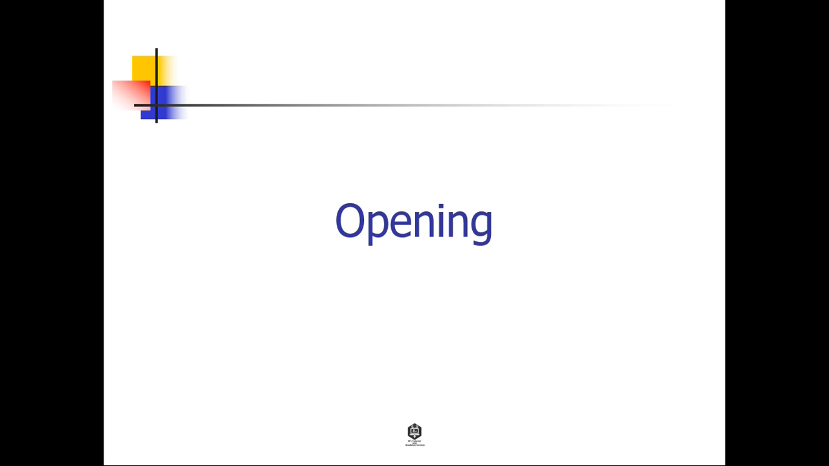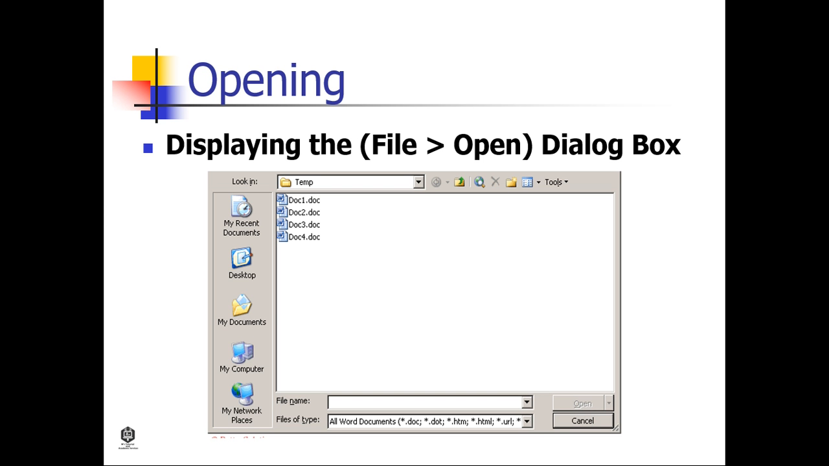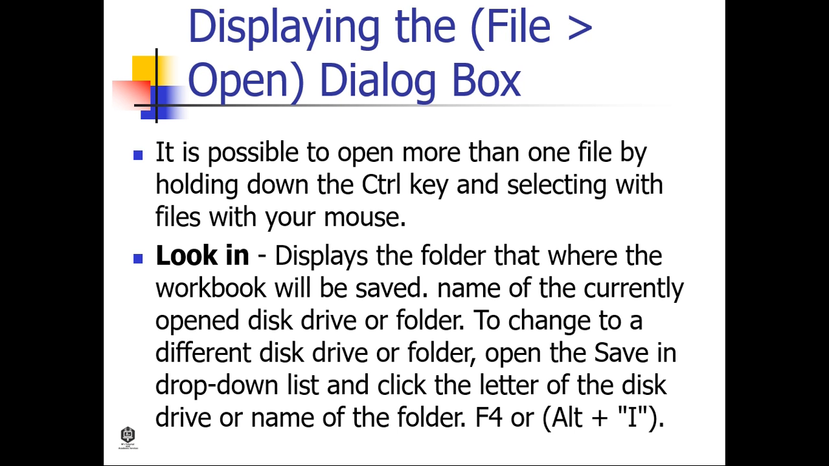Let's talk about opening. Display the File, then Open dialog box. It is possible to open more than one file by holding down the Control key and selecting the files with your mouse. Look in displays the folder where the workbook will be saved, the name of the currently open disk drive or folder. To change to a different disk drive or folder, open the Save In drop-down list and click the letter of the disk drive or name of the folder, F4 or Alt-I.